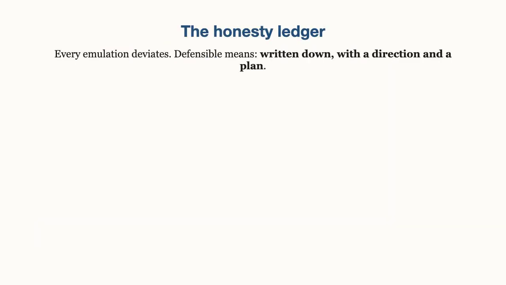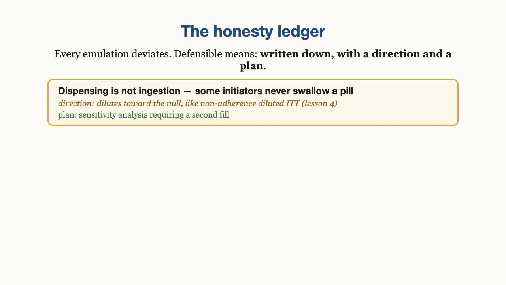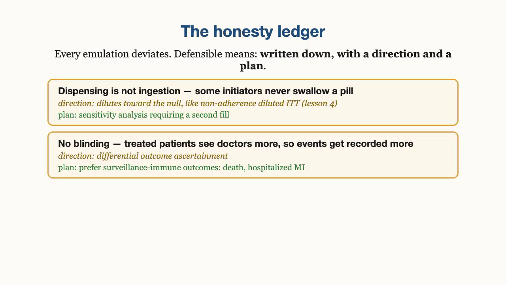Every emulation deviates from its target trial. Every single one. The difference between a defensible study and an indefensible one is not the absence of deviations. It is whether they are written down with a direction and a plan. Dispensing is not ingestion. Some initiators never swallow a pill. Direction: dilutes the effect toward the null, exactly like non-adherence diluted intention to treat in Lesson 4. Plan: a sensitivity analysis requiring a second fill.